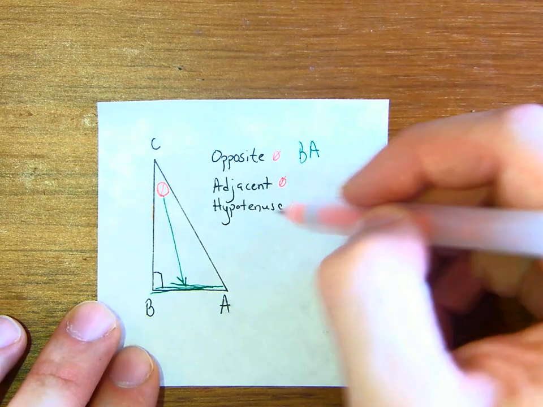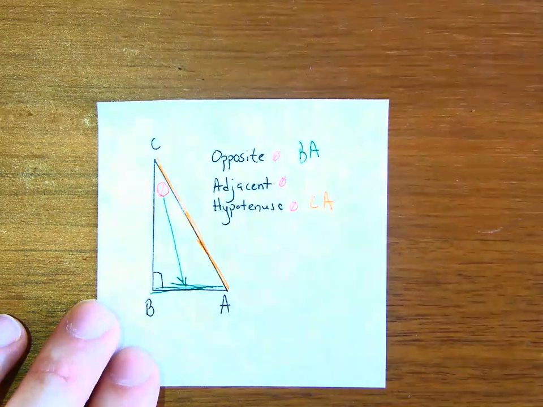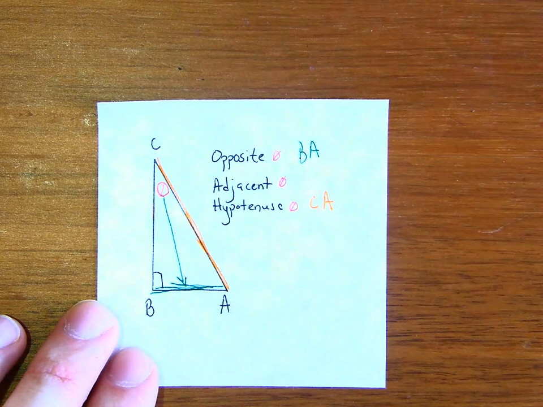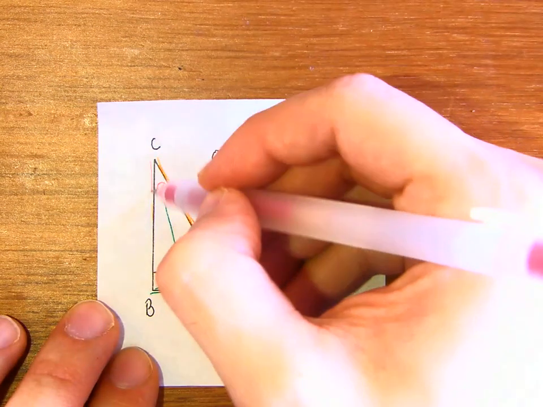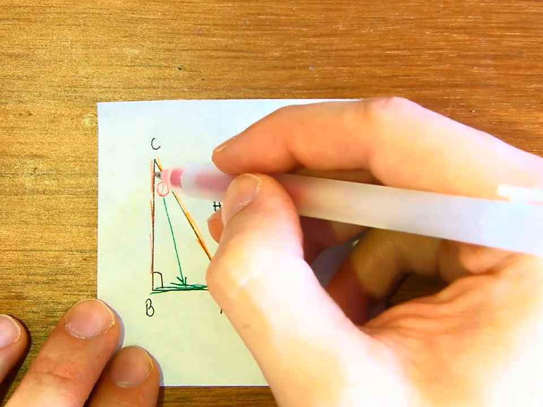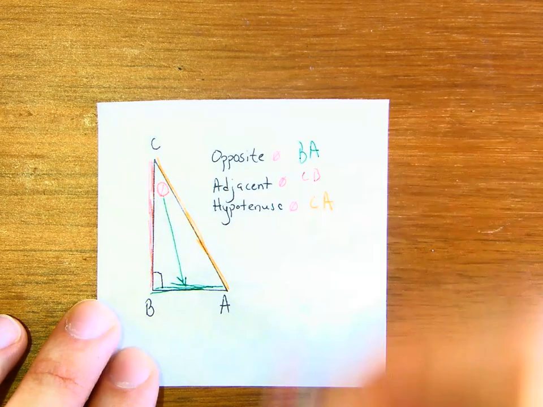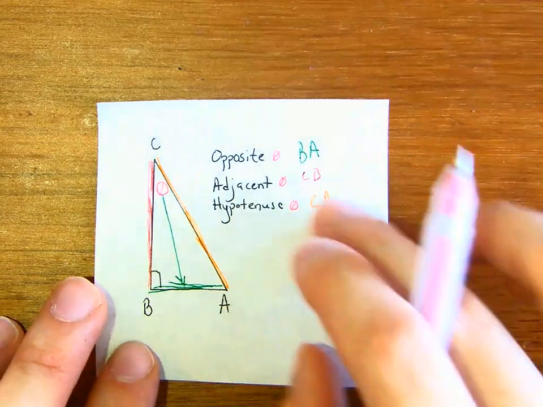So what's the hypotenuse of theta? It's C to A, this side here. So then what will be the adjacent? It'll be the one that's not the hypotenuse, so here it'll be C to B. Just so you get a feel for that.